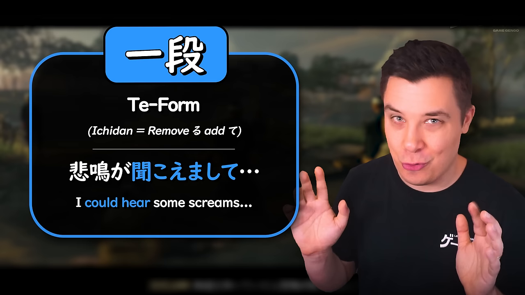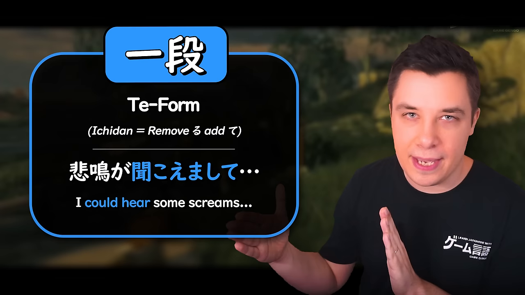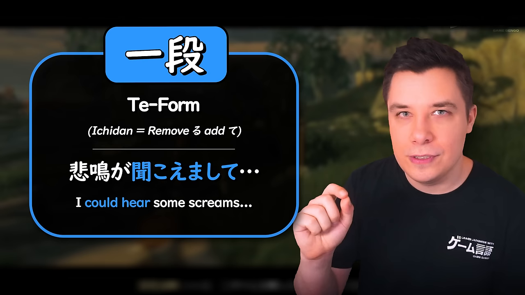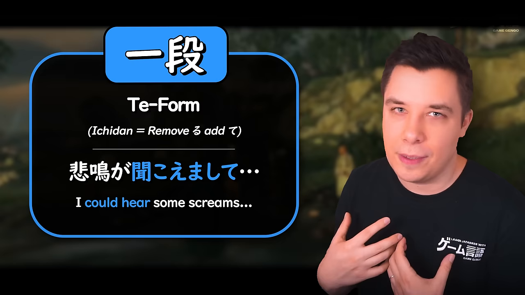So here he said he could hear some screams, right? But it has this kind of dot dot dot. He's not finishing what he's saying. The te form implies that something else may come, but it's not always clearly stated what. Like here, I could hear some screams, dot dot dot. Perhaps he has more to say, but he's holding back for some reason.